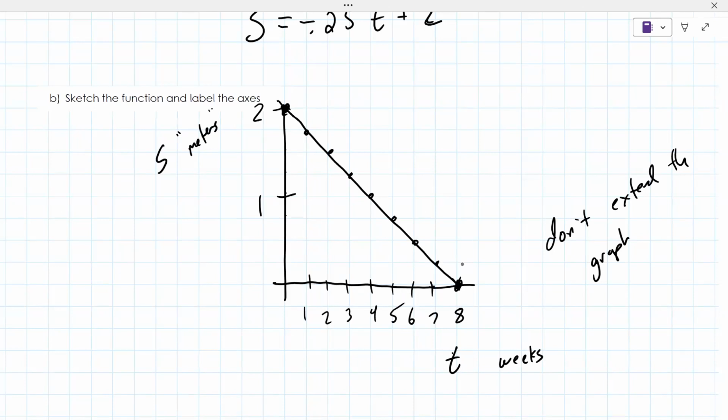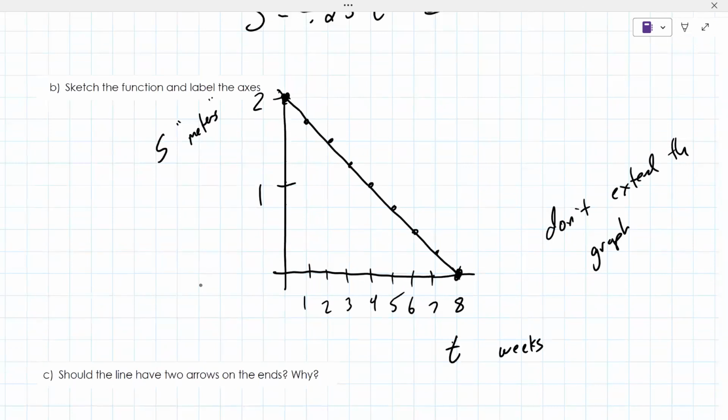Got it. Oh, and actually part C does answer my question, which is, should the line have arrows on each end? In the beginning of the course, they're more critical of stuff like that. So even this little bit here at the end, you really want to only do it like that. Really make it clear it just goes to those two endpoints. Got it.